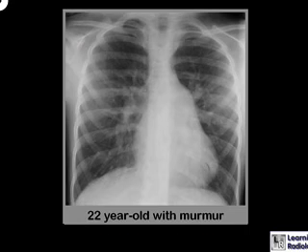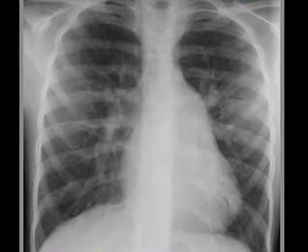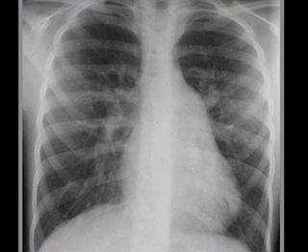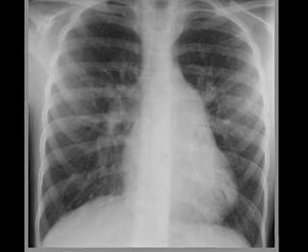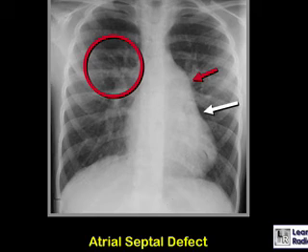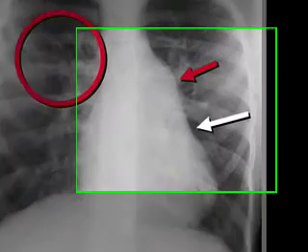This is the next case. This is a 22-year-old with a heart murmur, a PA view of the chest. Pause your computer or MP3 player. This is an example of an atrial septal defect.